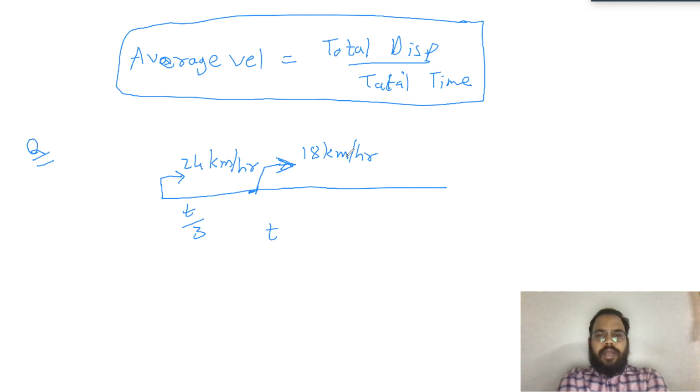So I'll again repeat the question. A train travels 1/3 of its total time with velocity 24 km per hour. The remaining time it travels with 18 km per hour. You are asked to find average velocity, or average speed. In this case it will be the same, as it is in the same direction. Okay, take 2 minutes, solve.